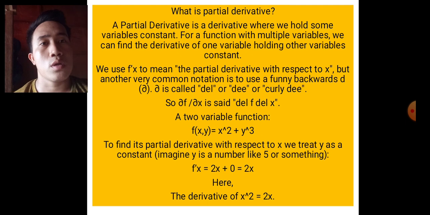We use f prime of x to mean the partial derivative with respect to x, but another very common notation is to use a funny backwards d, which is called del, or partial d, or curly d.